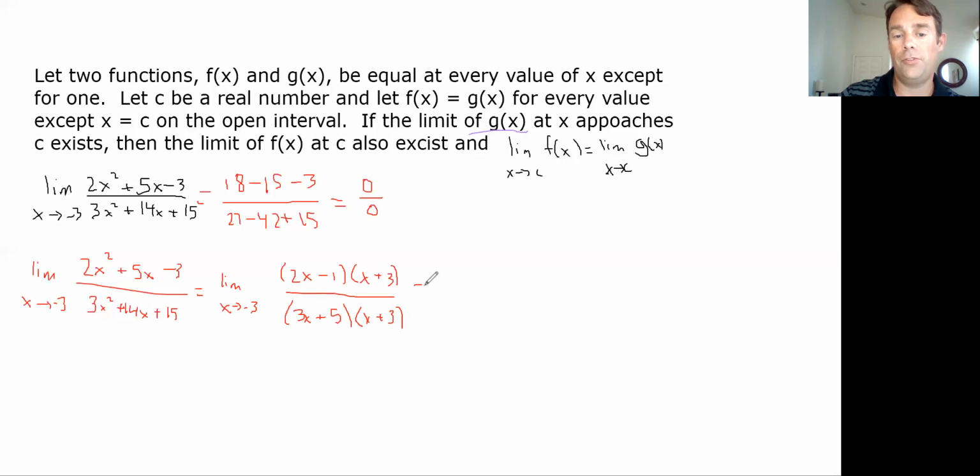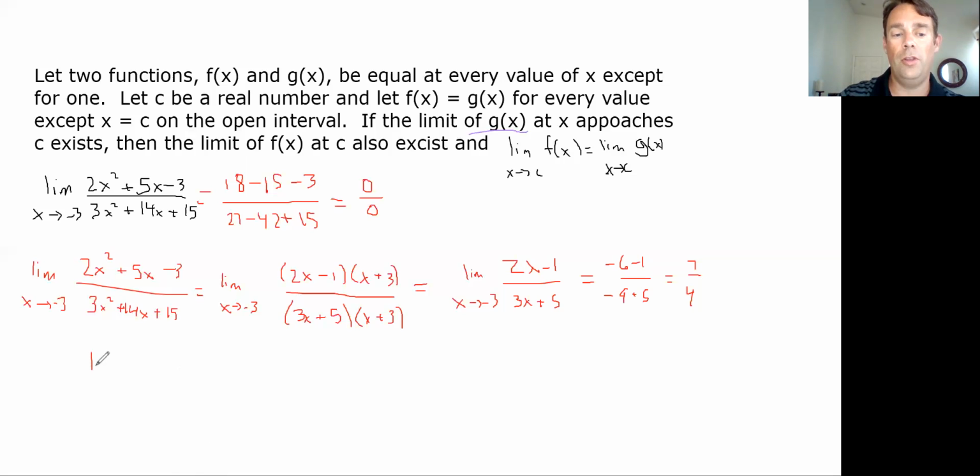All right, so from there, we can see that the x plus 3's factored out. So I'm going to go ahead and evaluate this now. Once I get those x plus 3's out of there, I have 2x minus 1 over 3x plus 5. And now we can plug our -3 in there. So now that I'm plugging the number in, I don't have to write limit anymore. So I have -6 minus 1 all over -9 plus 5. So -7 over -4, which is 7/4.